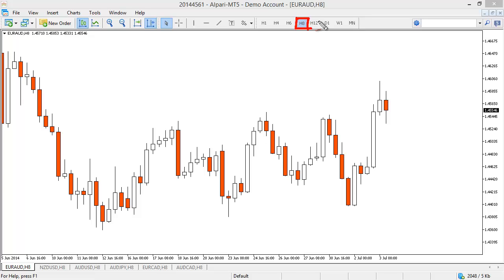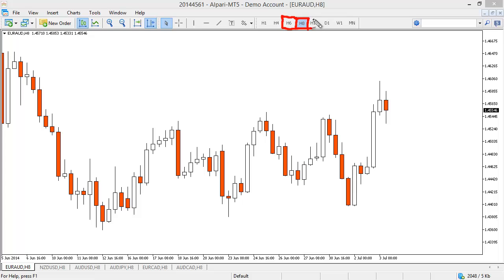So I realize MT4 doesn't have it, but 8-hour charts are, for me, one of the most efficient makers of pips in my strategy. I mean, 8-hour charts give me the most trades, and also 6-hour charts, they're really good too.